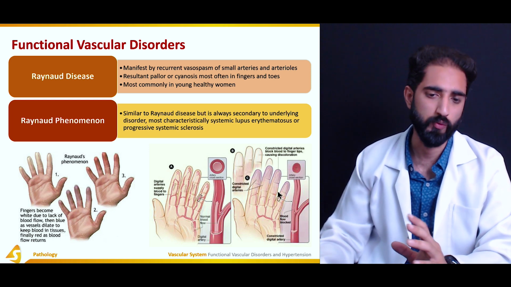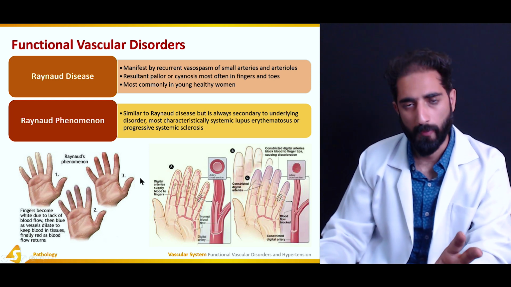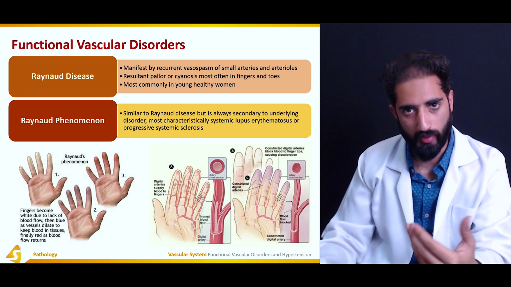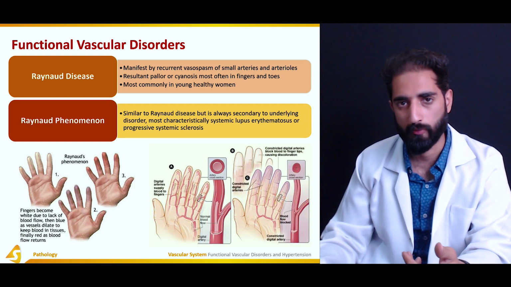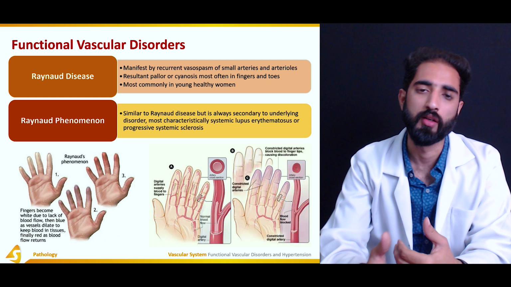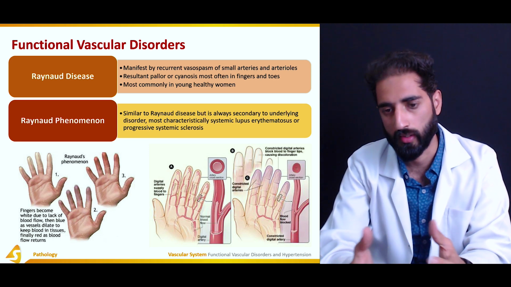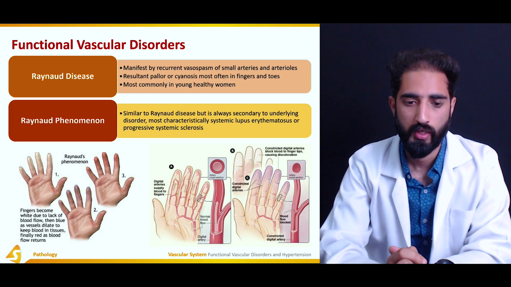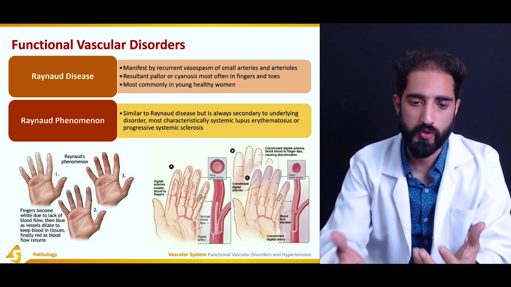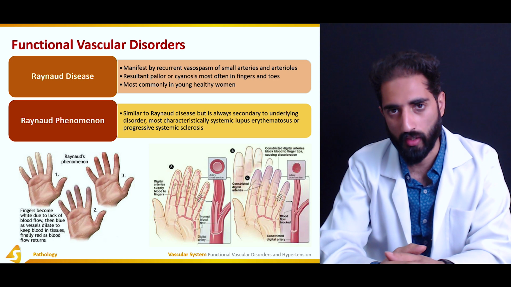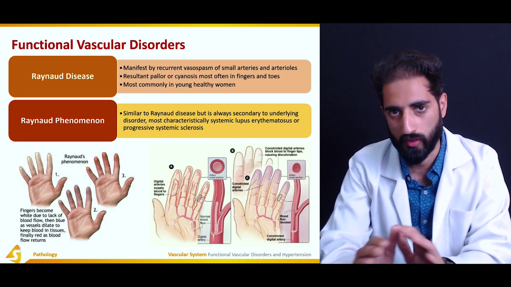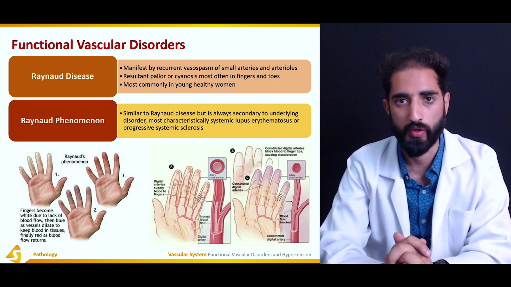And in that as well, the blood supply is impaired due to the vasospasm, which results in discoloration, first of all whitish discoloration and then bluish discoloration of the tips of the fingers or the toes, and then it becomes red as soon as the blood flow starts to return or the occlusion is removed and the blood flow is restored.